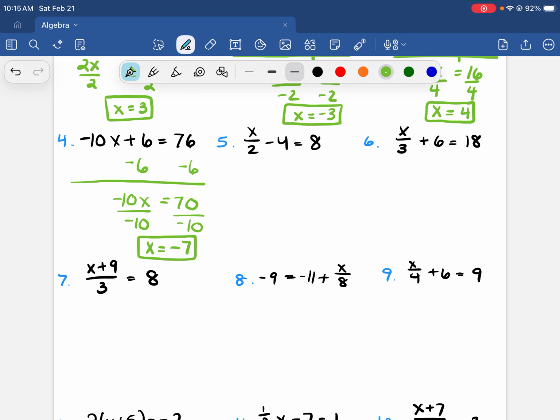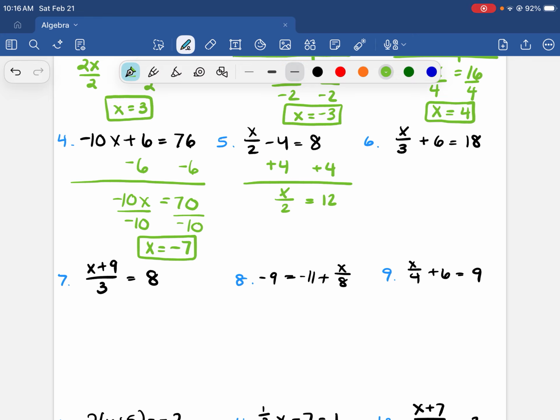Number 5, when we have x in the numerator and 2 in the denominator like that, we have x divided by 2 minus 4 equals 8. I still want to add or subtract away first, so the opposite of subtracting away that 4 is going to be adding 4. Adding 4. X over 2, or x divided by 2, is equal to 8 plus 4 is 12.